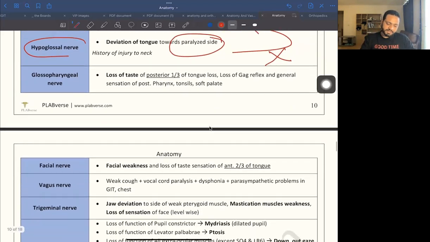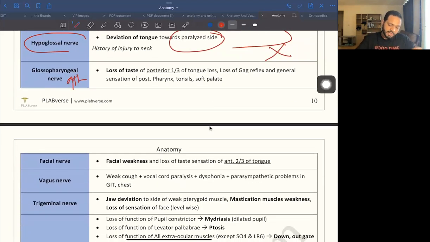Glossopharyngeal nerve, it's the 9th cranial nerve, and it will lead to, so what is the nerve supply, the sensation of the tongue?